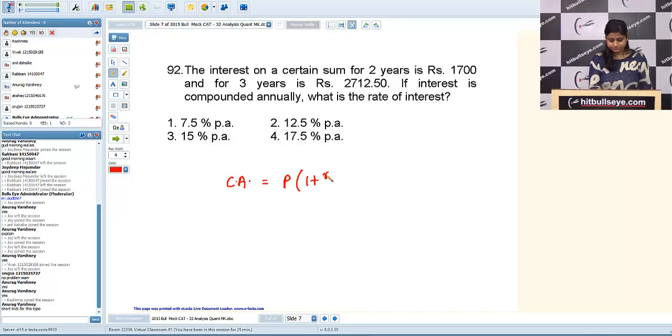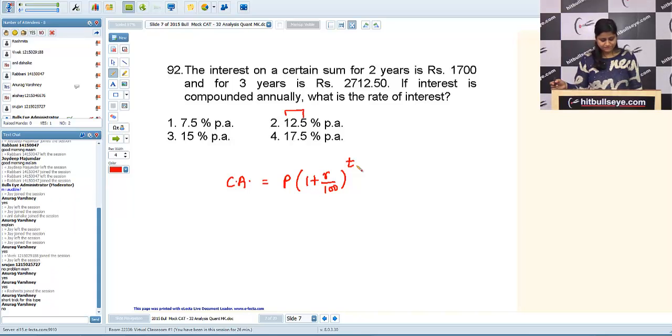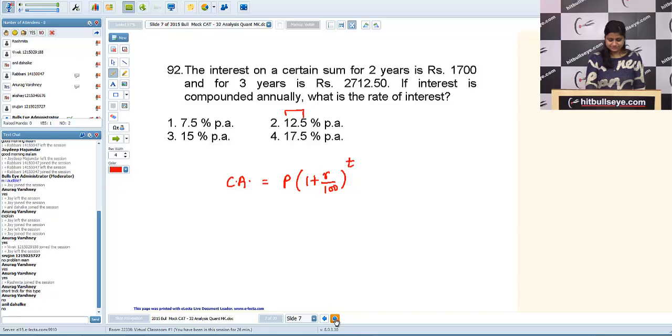I have to go by formula only if you are not comfortable in calculation. If you try by taking options, it will be cumbersome, I think. Any problem in this, guys? Okay, let us move.